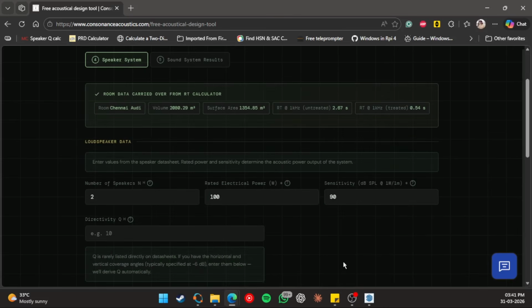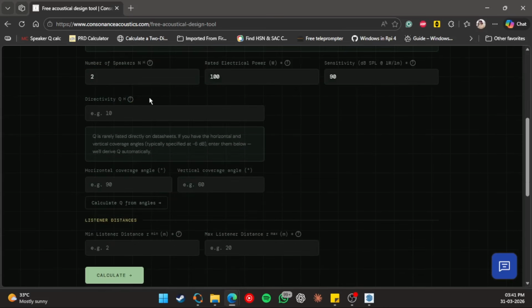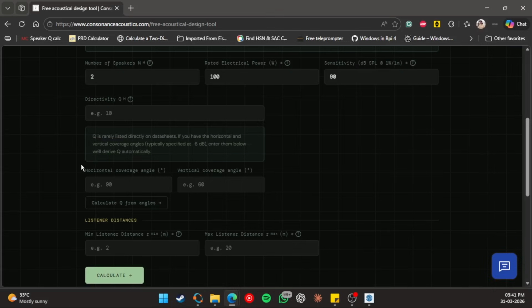Q, or the directivity factor, is a measure of how focused a speaker's output is. A higher Q means sound is concentrated in a narrower cone, useful for covering long distances without feeding back into the room. Coverage angle and Q are inversely related. A tighter coverage pattern means a higher Q value. The tool converts the horizontal and vertical coverage angles from your speaker's datasheet directly into Q. A common example of a coverage pattern is 90 degrees by 60 degrees.